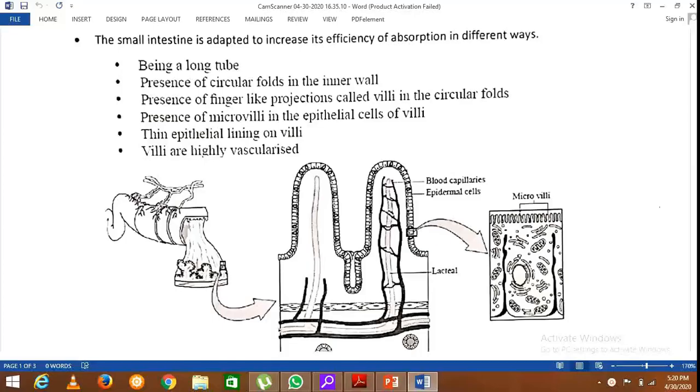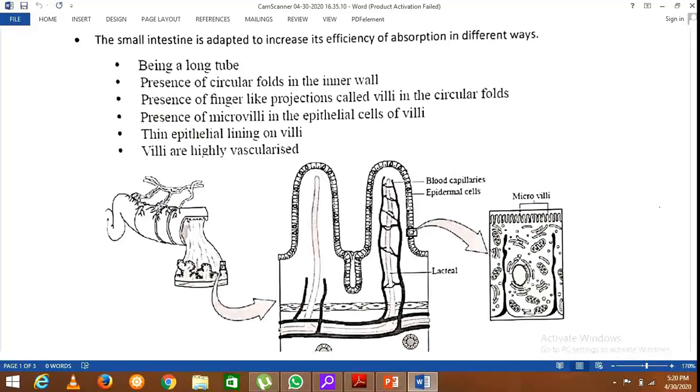So we'll start with the small intestine. So already you know that it is a long tube which is about 7 meters in length, and this has been highly adapted to increase the efficiency of absorption. That has happened in several ways.